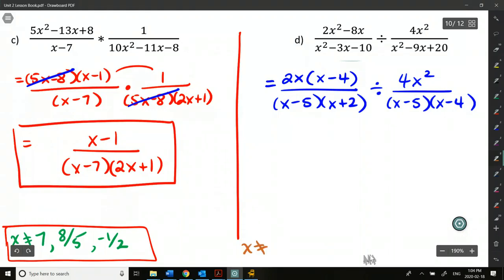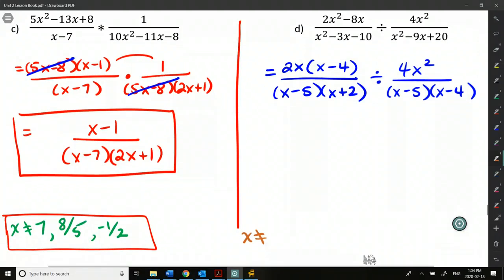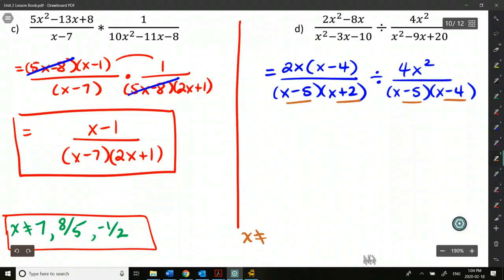Okay, we are going to start a little restrictions list down at the bottom here. So anything in the denominator, all of these, they need to be restricted. So Zach says 5. Negative 2 is one of them, yes. 4. And 4, lovely.